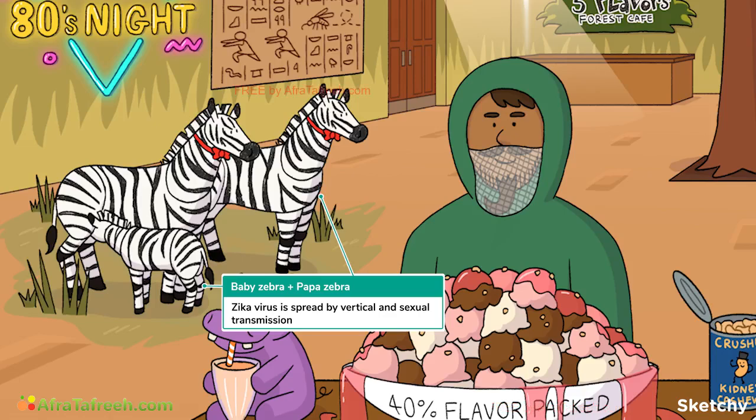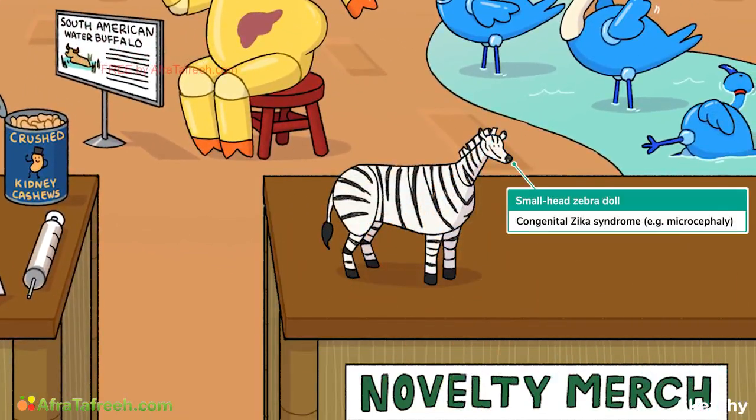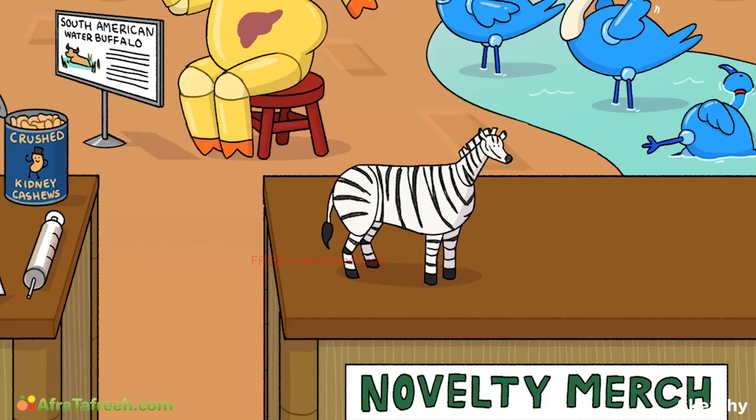Unfortunately, vertical transmission causes serious birth defects, a so-called congenital Zika syndrome, with a major characteristic being microcephaly, hence the baby zebra doll. Babies may not only have apparently small heads, but may also have deficient brain tissue and neurological dysfunction. This syndrome is devastating, so it's very important to monitor pregnant people suspected to be infected with Zika and their newborns.